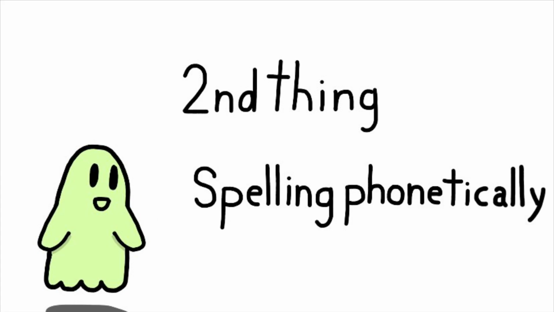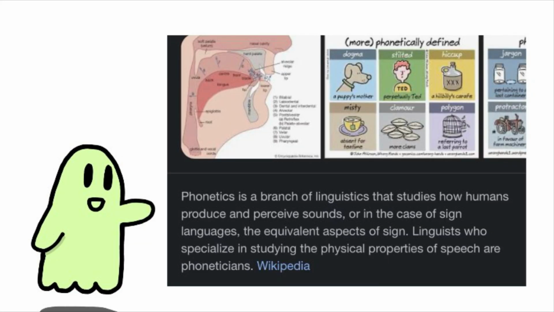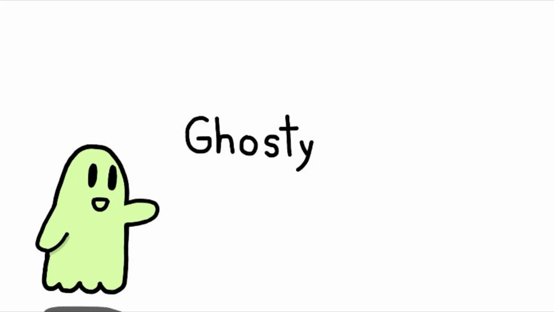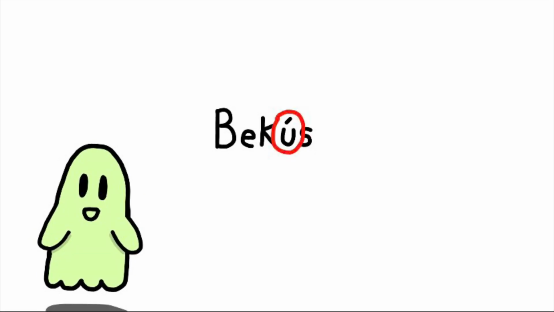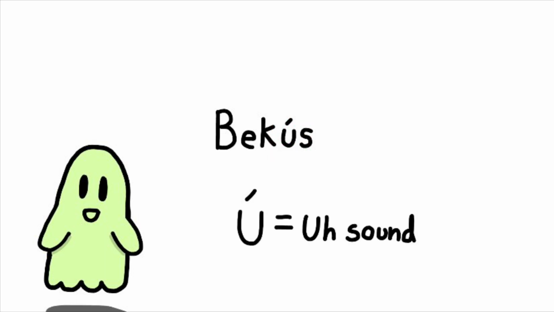Second thing, spelling phonetically. This writing system is phonetic, as in you spell everything the way you say it. And I know that sounds vague, but it's just something you have to get used to. An example word could be Ghosty. You wouldn't spell it Ghosty, now you would spell it Goste. Or here's another one, because. Instead of the regular way, because, you would now spell it Bek-uhz, with the u having a little accent mark on it denoting that it's pronounced as in under the bridge.